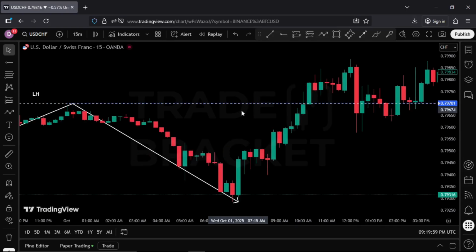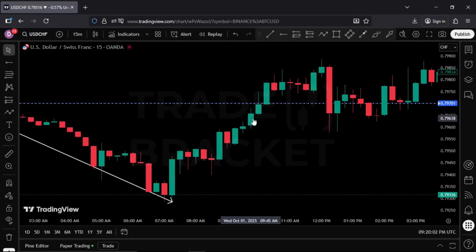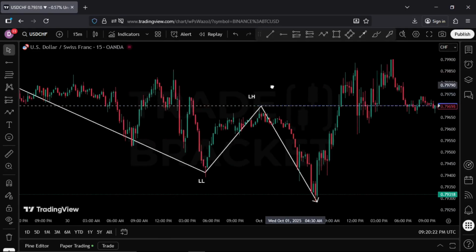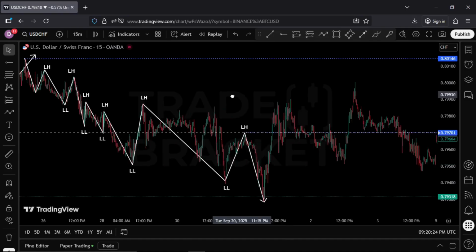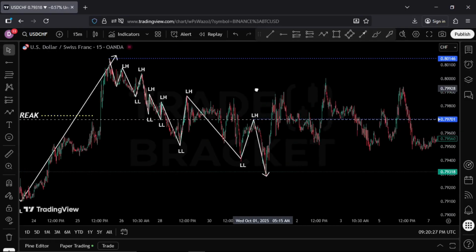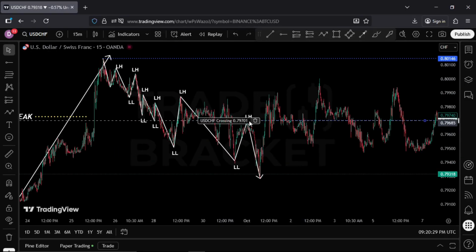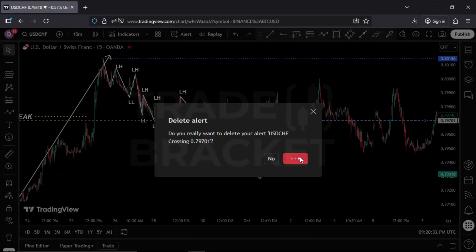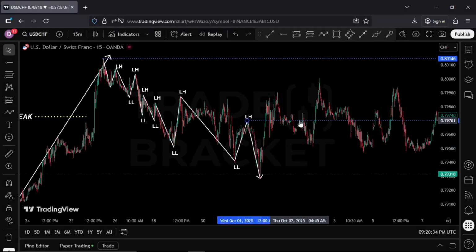So what will you do? You come to your charts, and the first thing you want to do is confirm: is it really a breakout? If it's not a breakout, you will remove this alert line and place it again, because you want to get this break right here. This right here will be the valid break. As soon as you get the valid break, you're done with the alert. So you just go ahead and delete this alert. Click right here and click delete, and you don't need this blue line anymore.